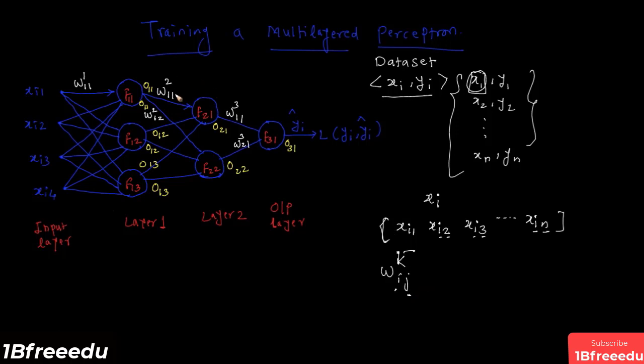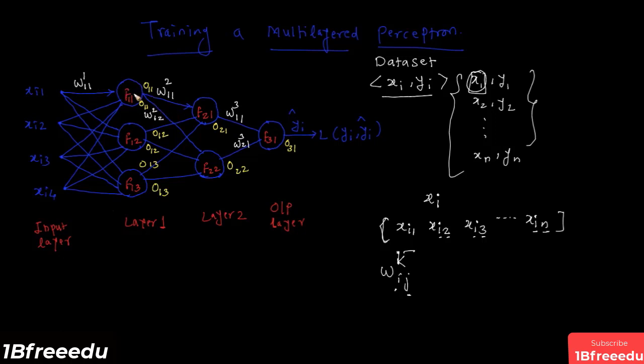For example, if I talk about this W211, it means this weight W2 is going in layer number 2 from the first neuron in the previous layer, that is this layer, to the first neuron in the next layer, that is this layer. Right? Similarly here, this W111 means this is the weight going in layer 1 from the first input or first feature here to the first neuron here, right?